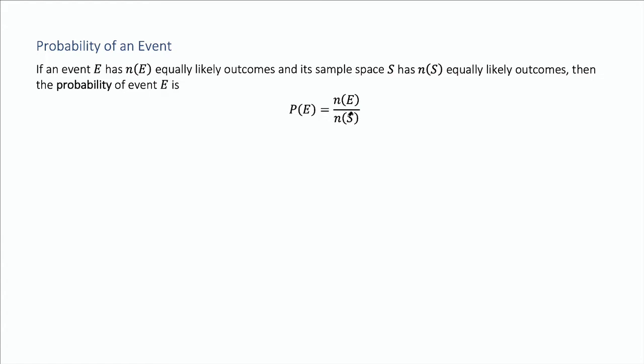So this would not work for a weighted die. Like if you're rolling a six-sided die, but it's been weighted, then each of the six sides are not equally likely, and so this definition will not work. But this is a good general rule for looking at probabilities for our most basic types of experiments: the number of ways the event can occur divided by the number of outcomes in the sample space.